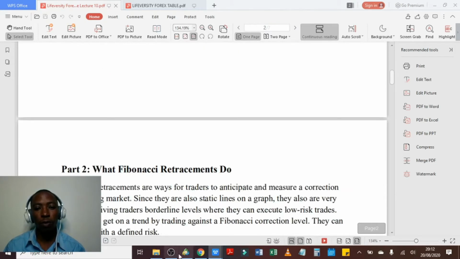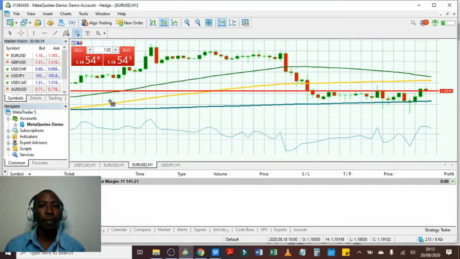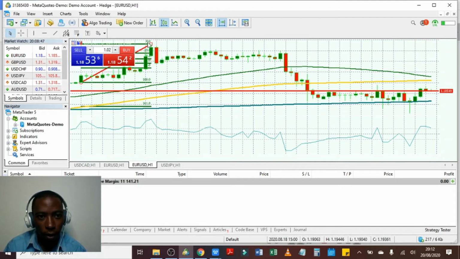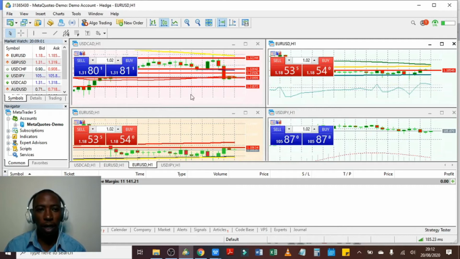Heading over to the chart, if I connect the lowest point and the highest point during this session, let me say this point to this point, you can see the levels coming out. We have the 0%, 23 point something, then 38.2, 50% in the center, 61.8, 100%, 181.8, and much more. Let me just go to another chart and see what comes out.